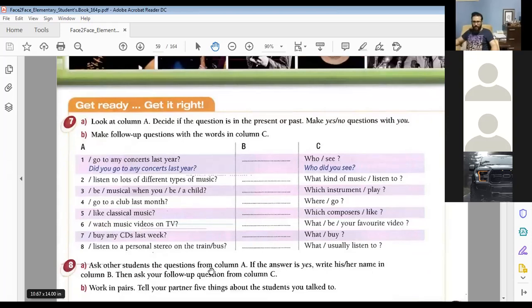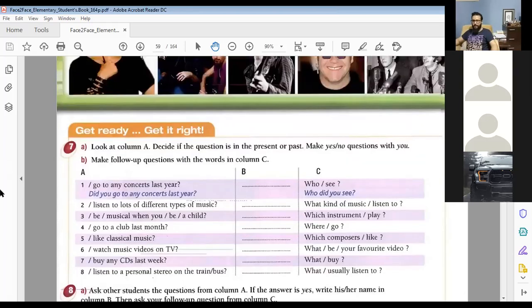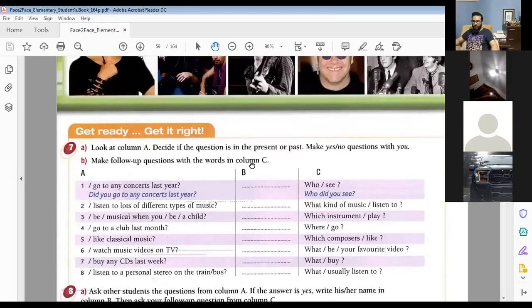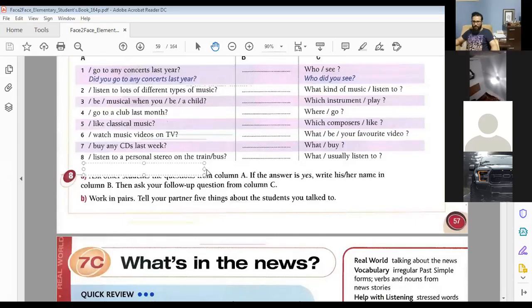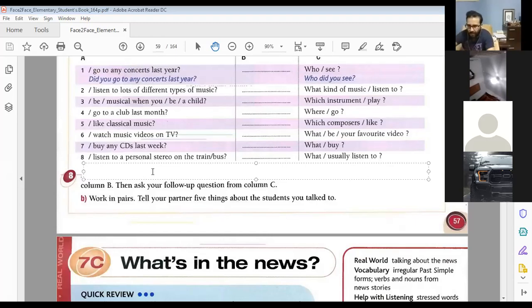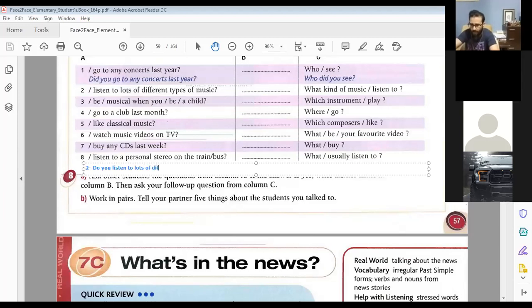Write his name, ask other students if the answer is right. Okay. Let's write them here in the bottom. Let's write our questions here, okay? Well done. So number 2, you said it's, let's write number 2. Can you repeat number 2, please, for me? Do you listen to lots of different types of music? Yes. Right.